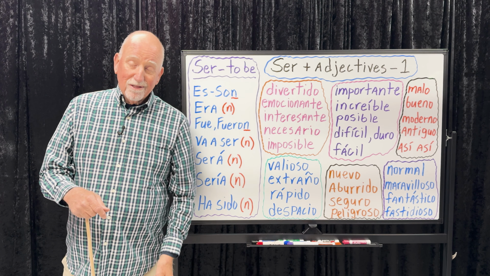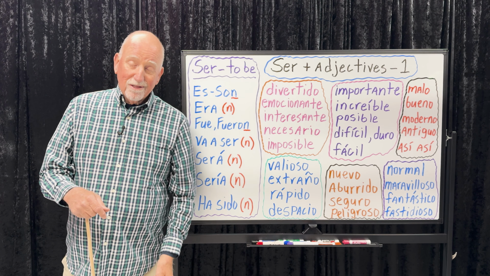Let's go on here. Increíble, incredible, posible, possible. Difícil is hard, difficult. Duro is hard or difficult. And duro can also be hard, like this. Hard, the surface is hard, duro. Fácil, easy. Nuevo, new, like Nueva York, New York. Nueva Jersey, but Nuevo México. New. Aburrido is boring. Now, aburrido with the verb estar means to be bored, like Susana está aburrida, she's bored.